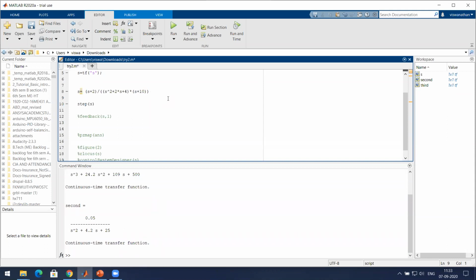Now, what is the order of the system? Third order, sir. Third order. Okay, so this damping ratio and natural frequency I'll not be able to apply. So it has to be a second order system. Now, before doing anything, let's look at the root locus of this.